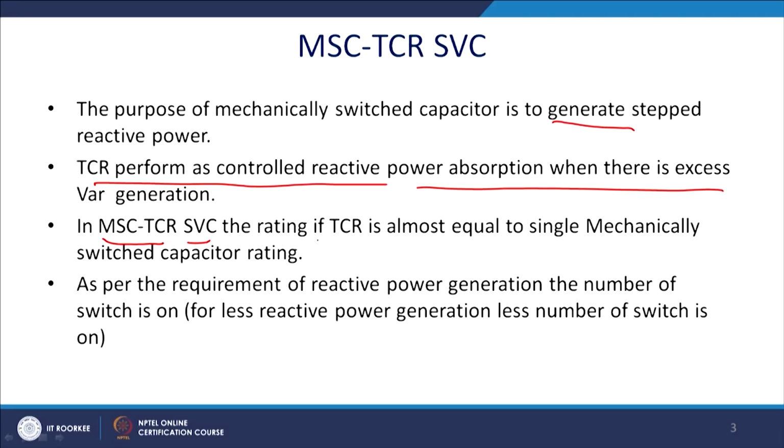In MSC TCR SVC, the rating of the TCR is almost equal to the single mechanical switch rating of the capacitor. As per the requirement of reactive power generation, the number of switches that are on changes. For less reactive power generation, fewer switches should be on. Definitely, if it is 10.4, then you will switch on something, but you have to rather switch on another 12, because 1.6 MVA has to be compensated by the TCR.